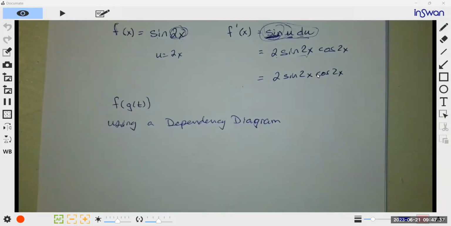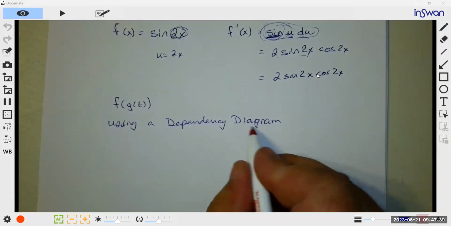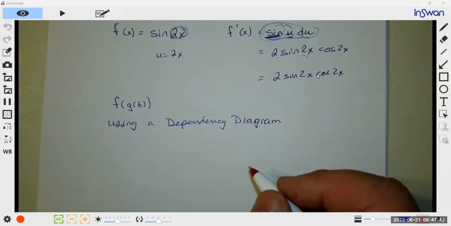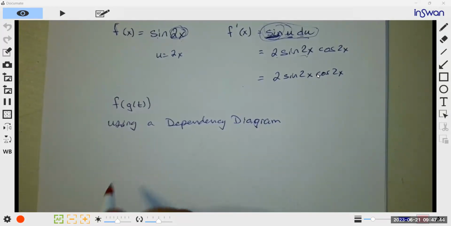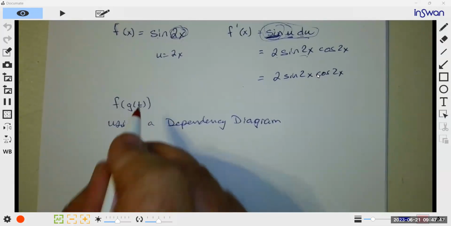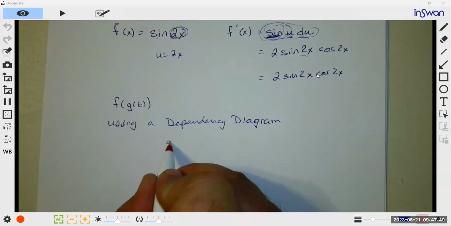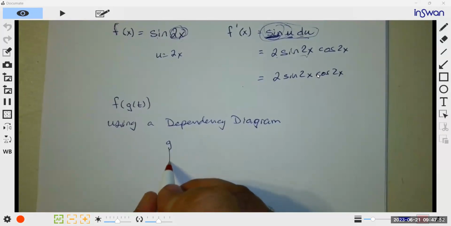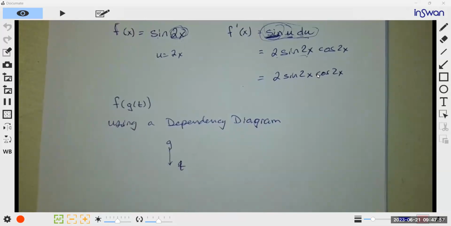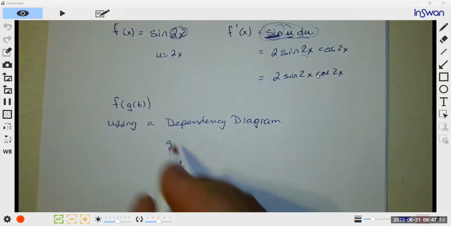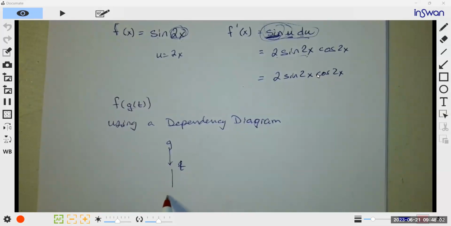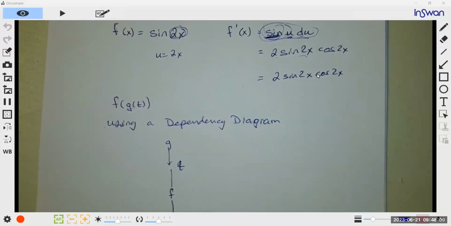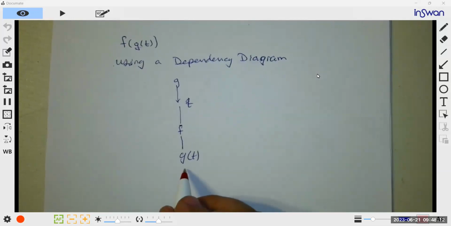All right, so a dependency diagram is simply a diagram that shows you the flow of logic. In other words, we have our function g, and we take the derivative with respect to t. So that gives us the inside. Then we take the derivative of the outside function with respect to g of t, and that gives us our derivative.